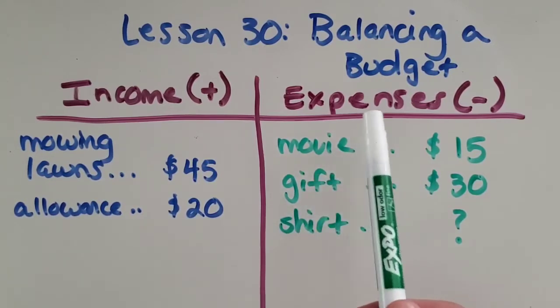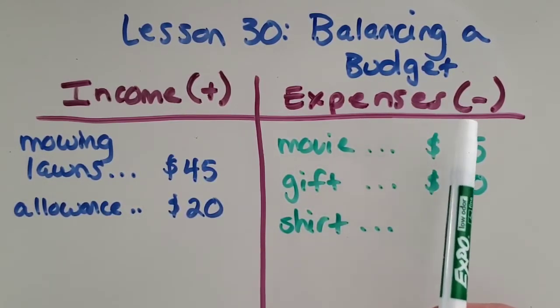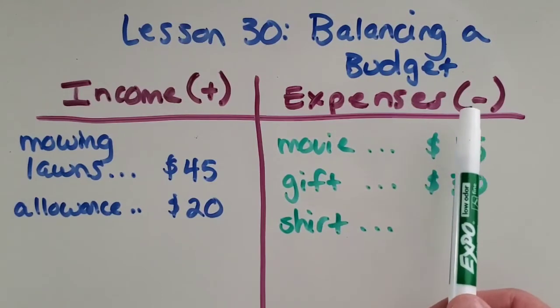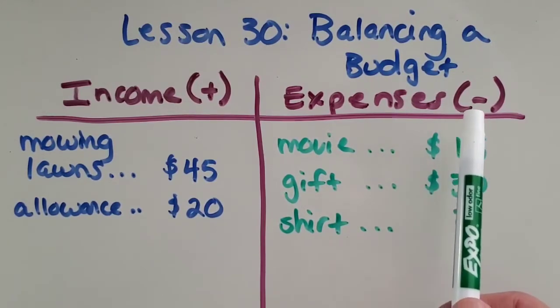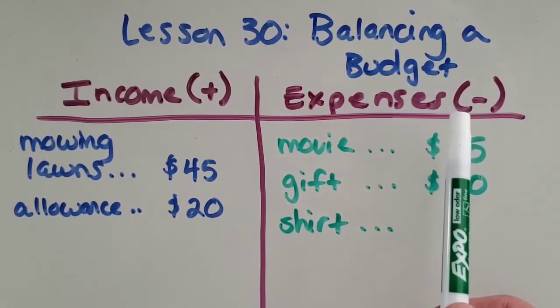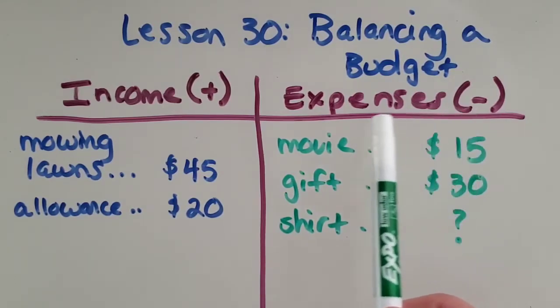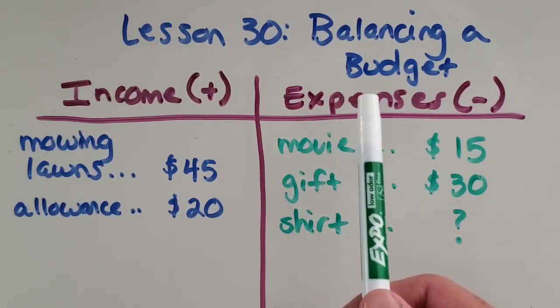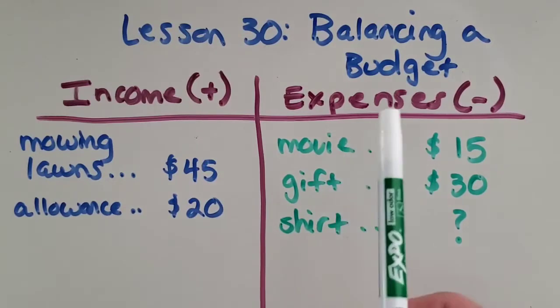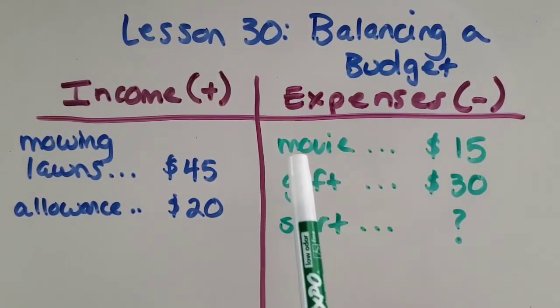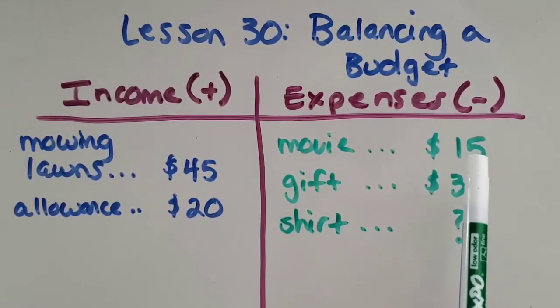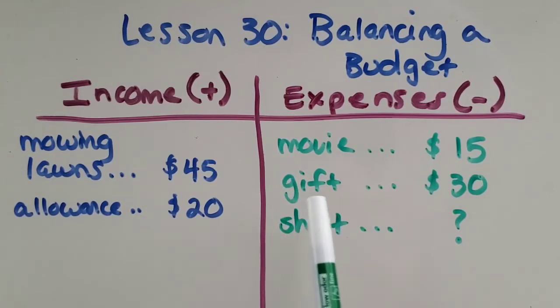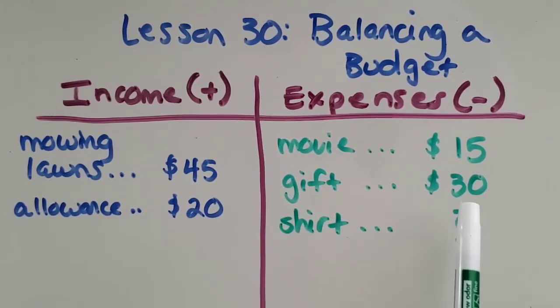Then I wrote down some expenses for this person. Why do you think I put a subtraction sign next to the expenses? Great. Since expenses are spending money, we are going to be subtracting those amounts. They went to the movies and spent $15. They bought a gift for someone and it was $30. And then they also bought a shirt, and I put a question mark here.